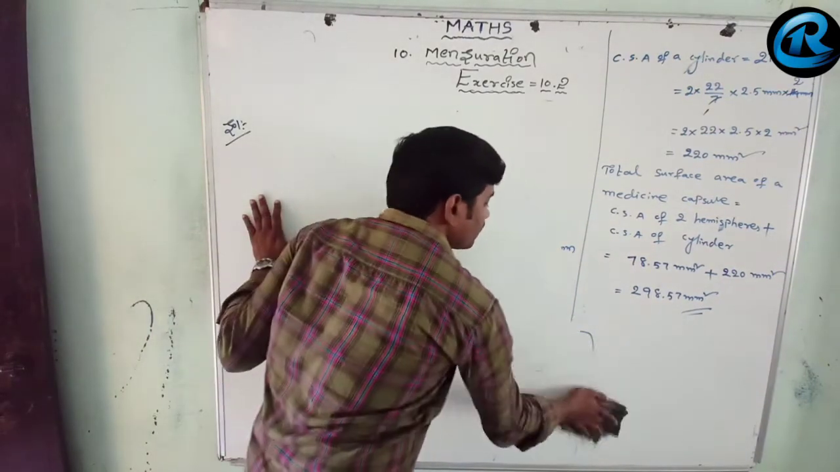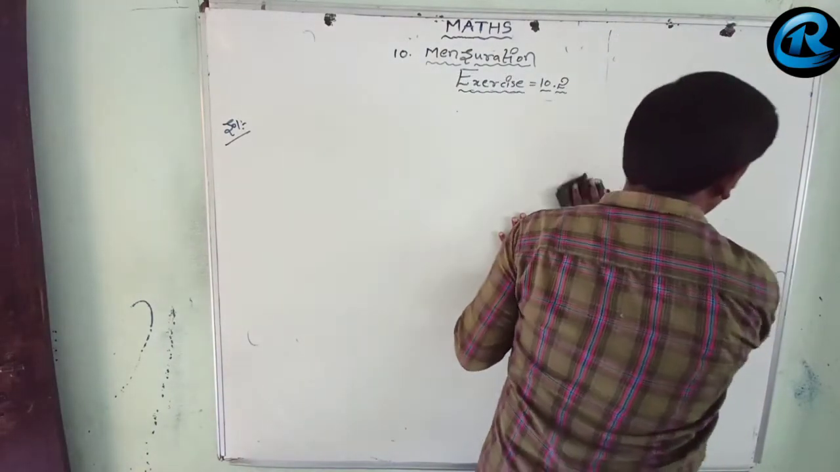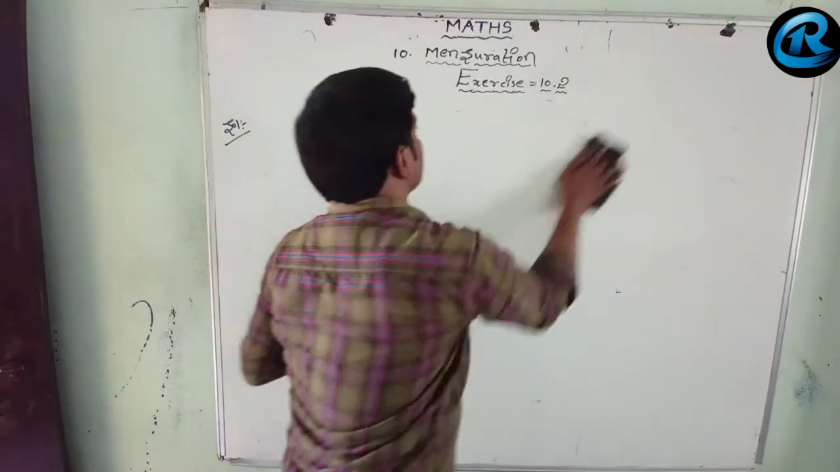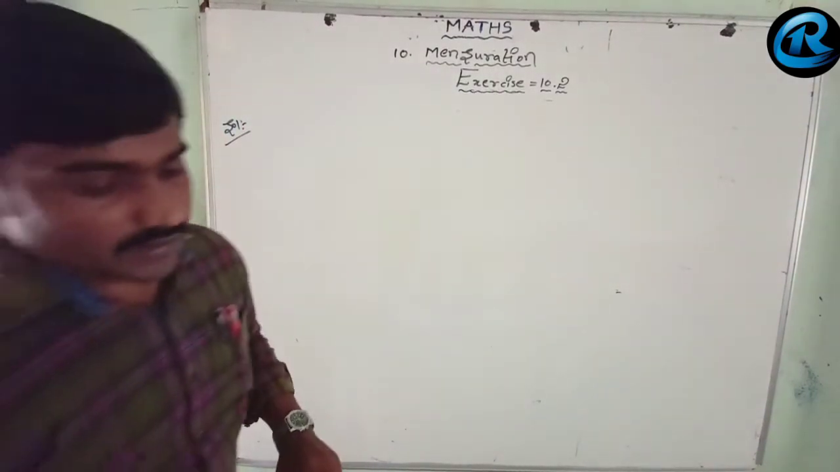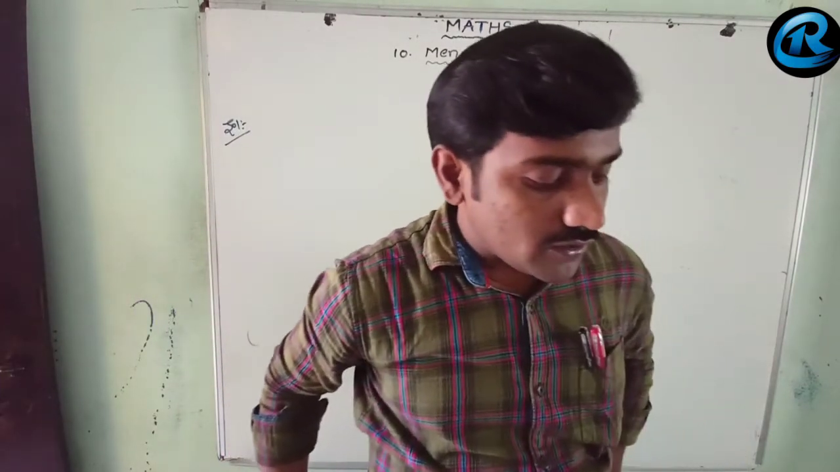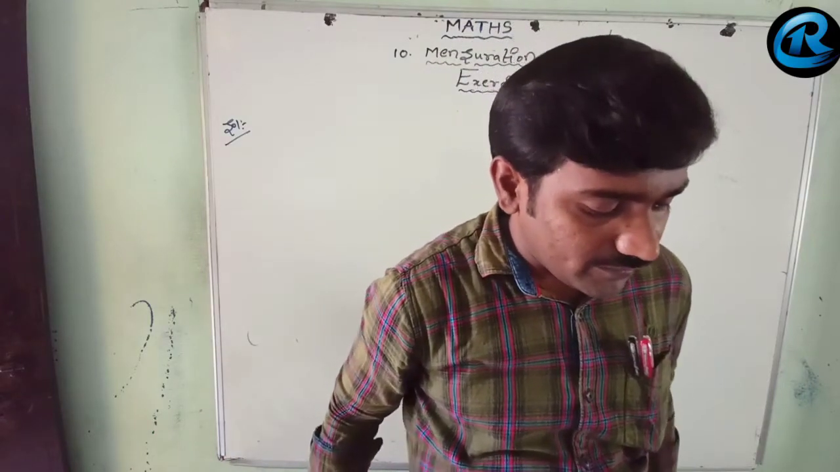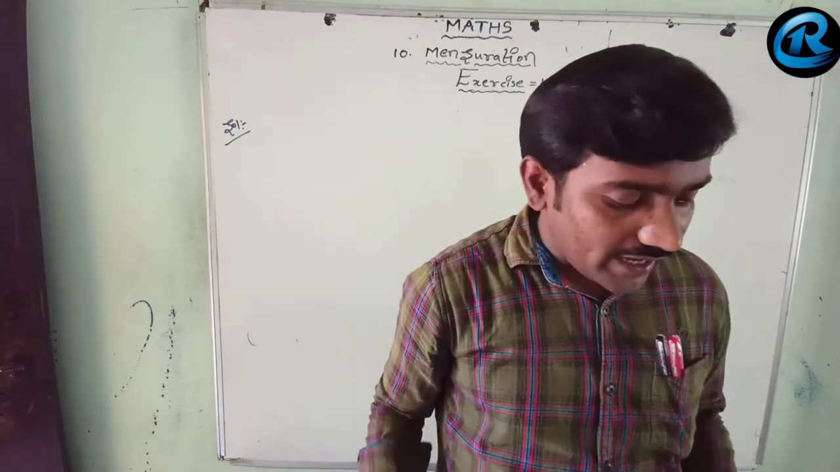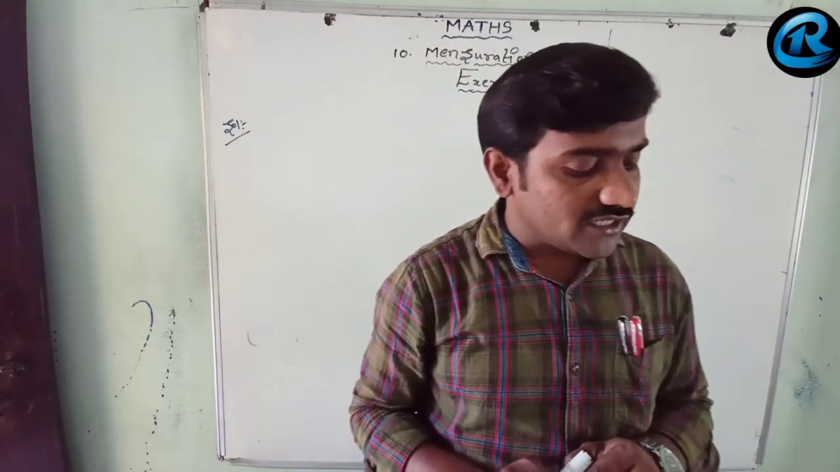Here we go for the next question, question number 4. Let us see. The two cubes, each of volume 64 centimeter cube, are joined end to end together. Find the surface area of the resulting cuboid.